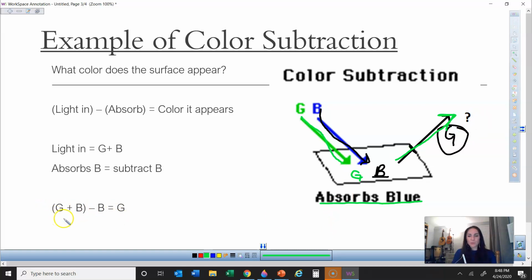And I did it kind of algebraically, if that makes sense. The light in is these two colors. And if I take out one of those colors, so light in is G plus B, and we're absorbing, we subtract it out. So basically these cancel and we're left over with green.